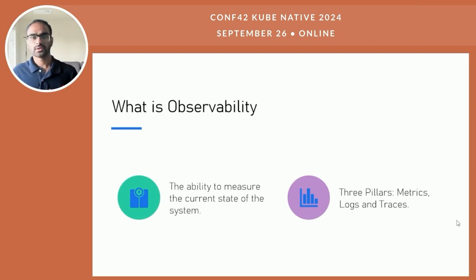So what is observability? Put simply, it is the ability to measure the current state of my system. Is my duration high? Is my availability low? Am I matching or reaching my SLAs, SLOs, SLIs? Observability helps me answer all these questions. And the three main concepts in observability are metrics, logs, and traces.